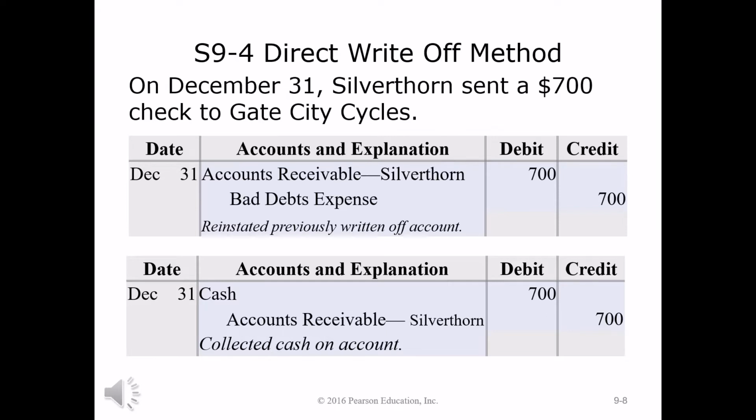So the first thing that we have to do is to reverse that write-off. So we're going to reestablish the accounts receivable by debiting it for $700, and we're going to credit bad debt expense. We don't usually credit an expense, but all we're doing is reversing that original write-off that we just did. Then we're going to record the cash received and put that against her accounts receivable of $700.